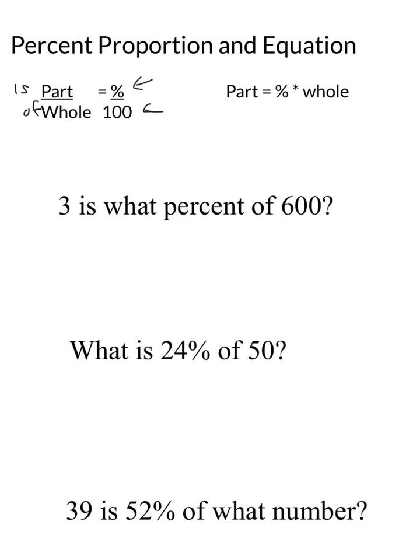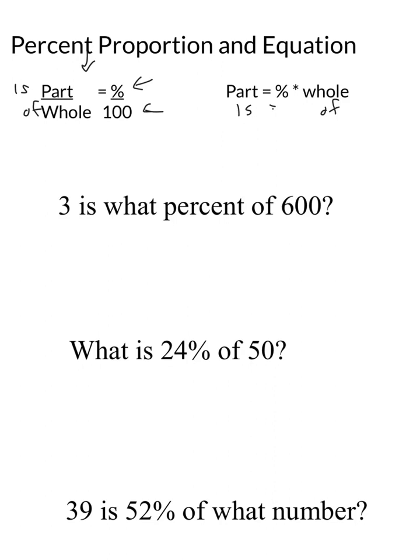Part equals percent times whole is the same concept. Part is a piece of the entire thing. So in order to find the part, you can take the percentage of the whole amount. So we have is equals percent times of, or if you're looking at the proportion, is over of equals percent over whole. So in this first example, we have 3 is what percent of 600.